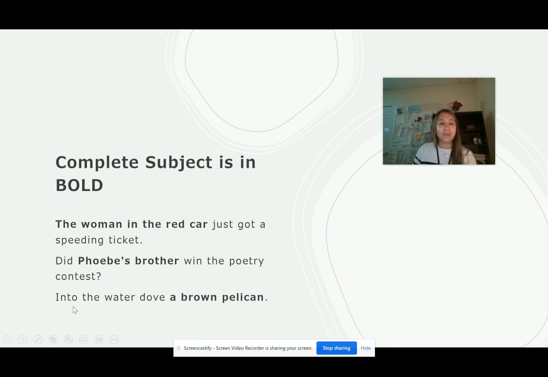And then the third example, into the water dove a brown pelican, which is our subject, which is the topic here. Look at this one. It's not found at the beginning, okay? So you have to be mindful. It doesn't mean that it's at the beginning that's going to be the subject, okay? It should be the topic being talked about in your sentence. And what is that? The brown pelican. So it's the pelican to make it a complete subject, a brown pelican.